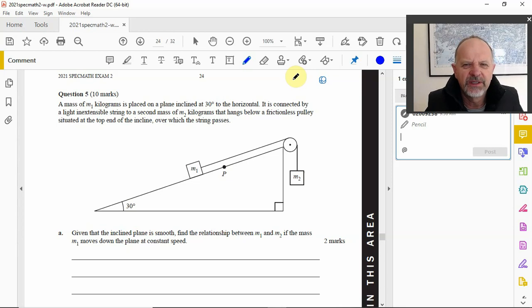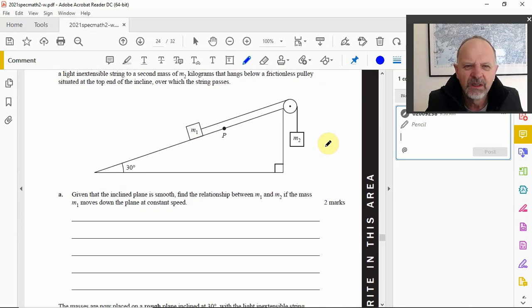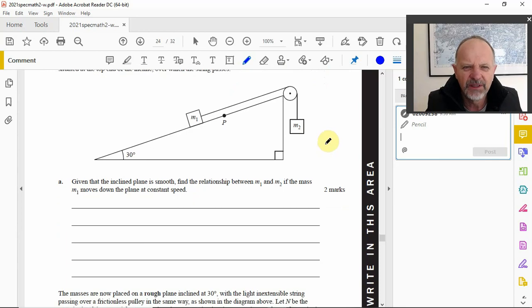So the plane's 30 degrees, as the information says there, with light inextensible strings, so we don't need to worry about any mass there. Frictionless pulley, so no friction on the pulley, and it passes over. All right, so there we go. In the first part, given that the inclined plane is smooth, find the relationship between M1 and M2 if mass M1 moves down the plane at constant speed.